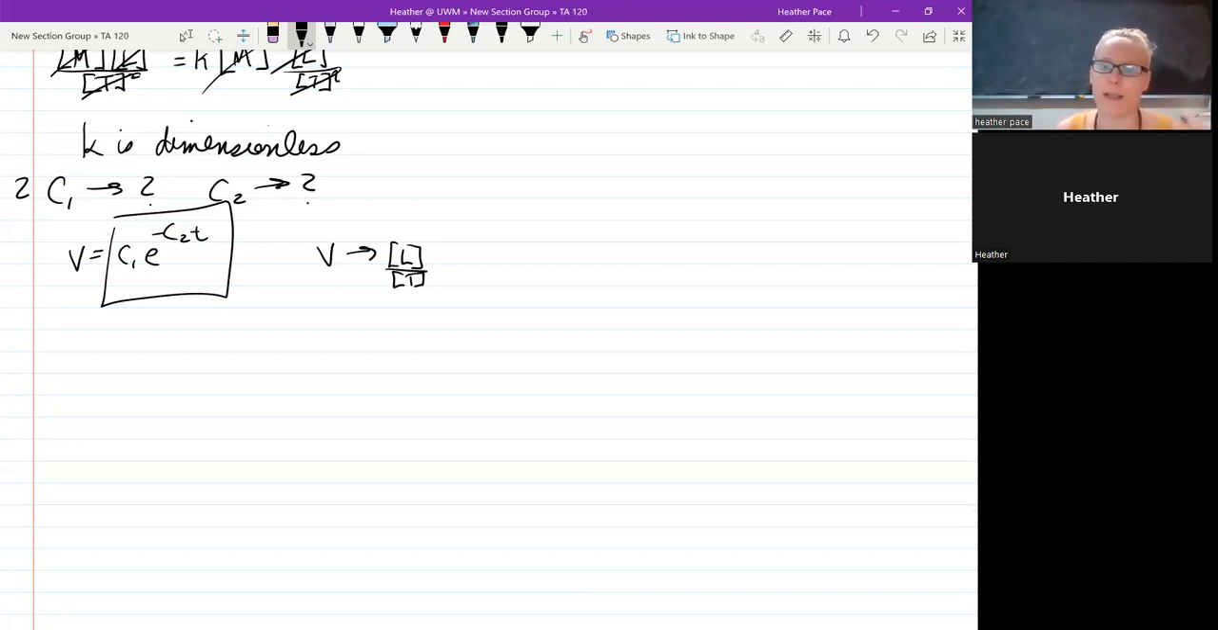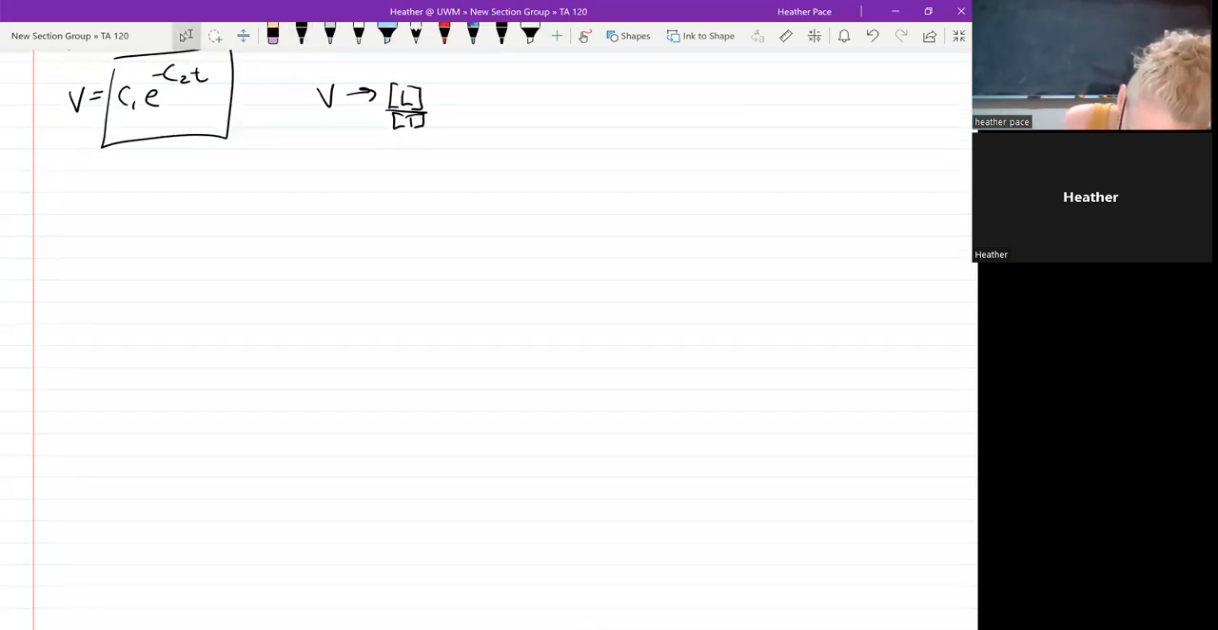All right, so we have 2 variables on one side. So how are we going to figure this out? Well, we want the variables in the exponent to go away. We want e to the something, and that something we just want to be a constant. We want it to be a dimensionless constant. So in that we have C2 times T. We want that to be dimensionless.